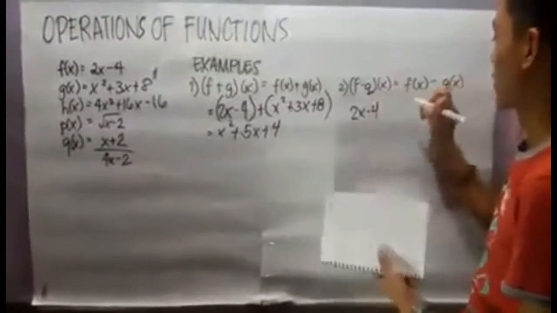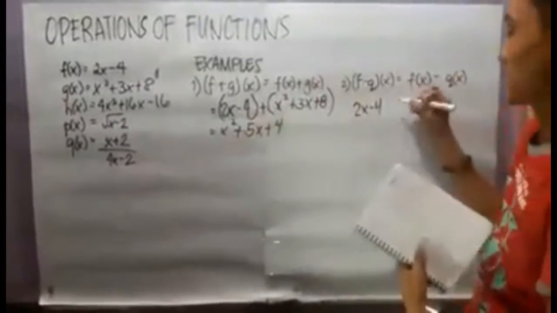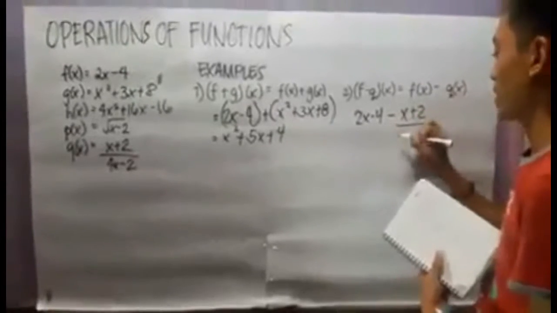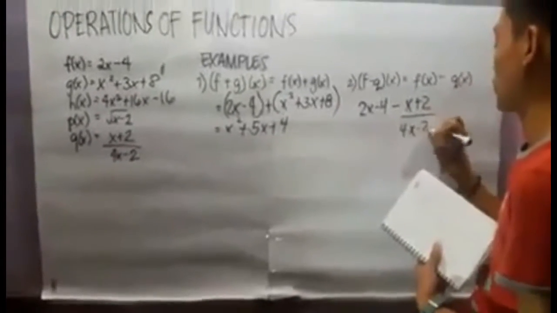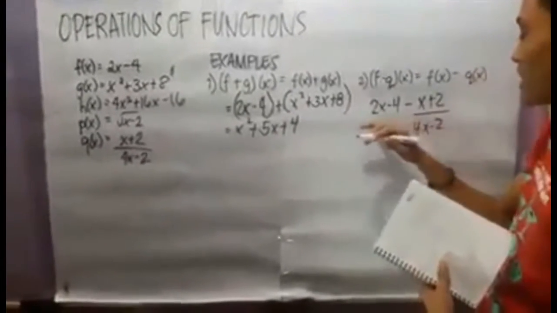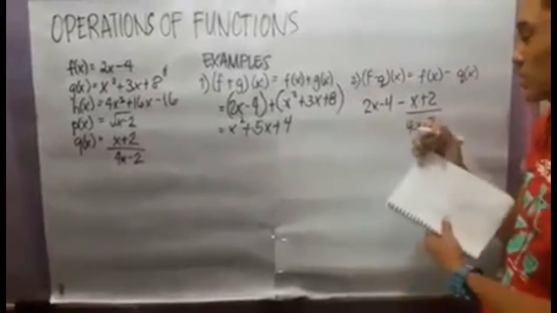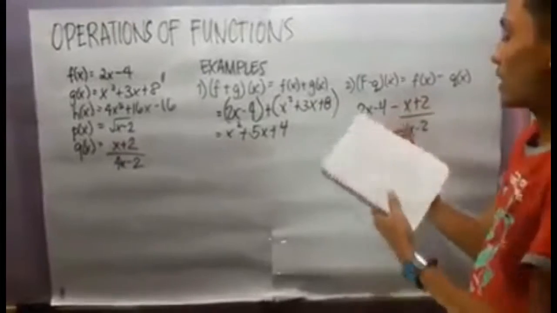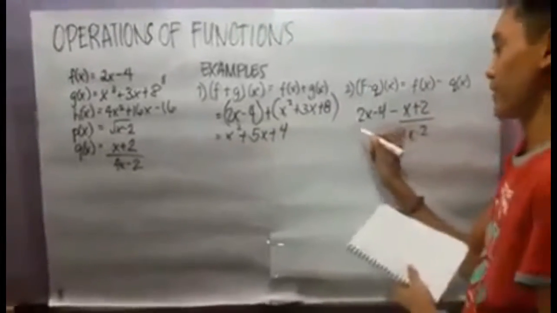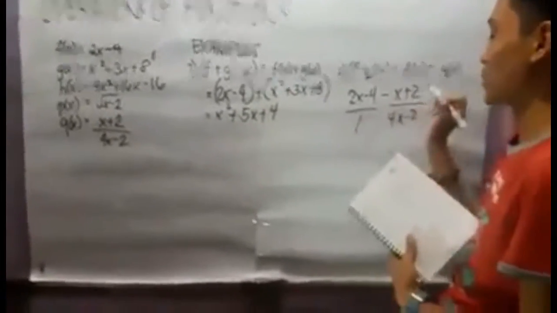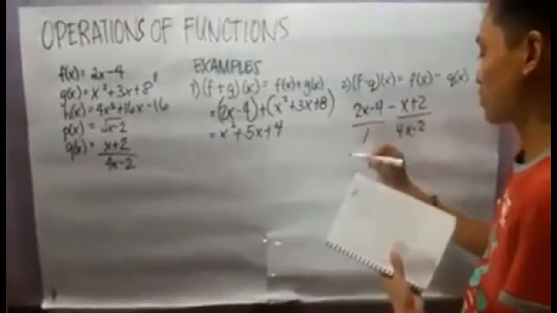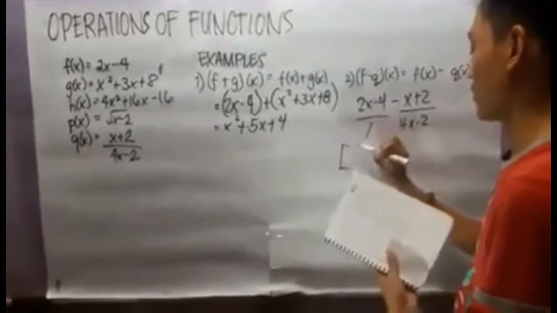2x minus 4. And q of x is x plus 2 over by 4x minus 2. So wala siyang LCD, kaya hindi siya kagad pwedeng i-solve. So ngayon, wag na natin patagalin pa. Gawin na lang natin yung cross multiplication. We just simply lagay natin si 1. So 2x minus 4 times 4x minus 2. So ito muna gagawin natin.